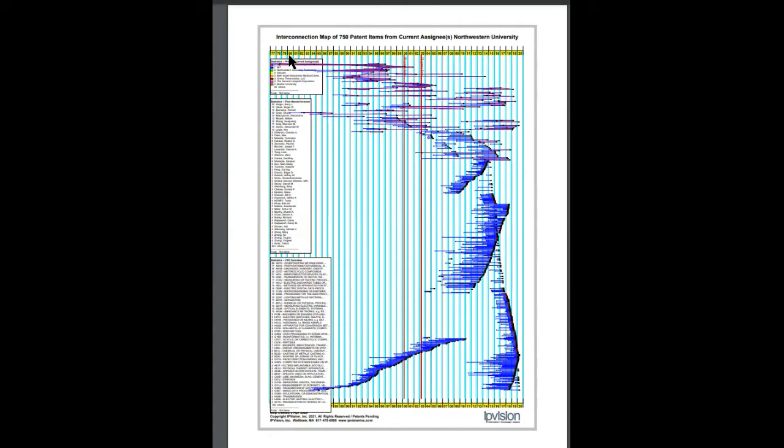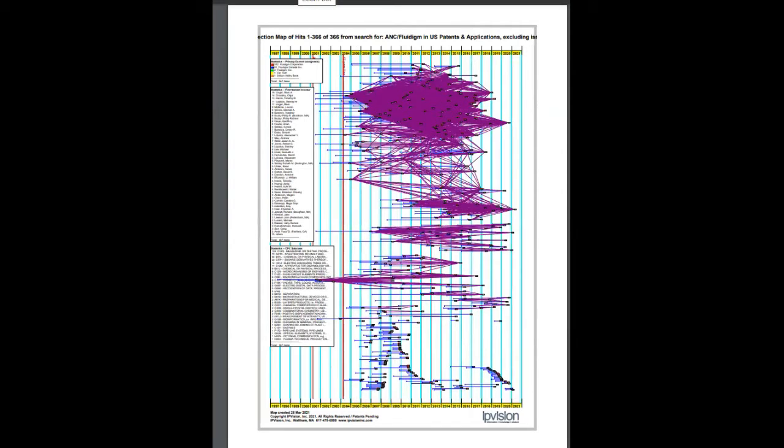When you see a map that looks more like this, this is the Fluidigm portfolio. Here you can see a whole cluster of patents at the top, which is consistent with the concept that there's a core invention, and then as the product or service gets commercialized, additional inventions are added on top.